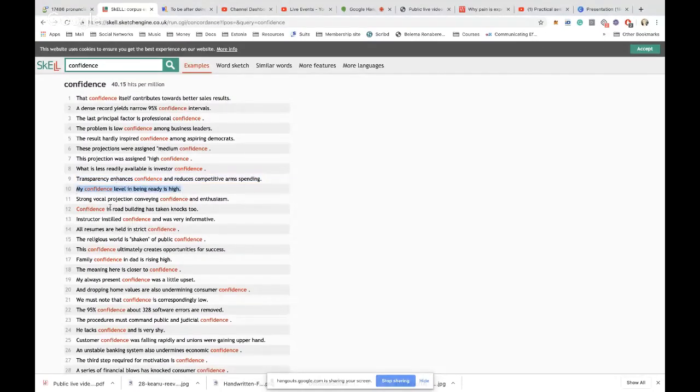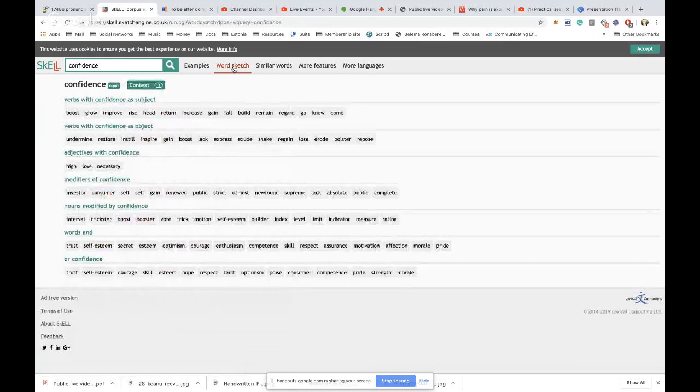So confidence level. Again, you use Scout to learn how the word is used in the context, because one word confidence will not be enough for you to use it. You need to understand how it's used in the context. You can also click on Word Sketch and learn which words can be used before confidence, after confidence. For example, adjectives with confidence. You can say necessary confidence, low confidence, high confidence, right? Or modifiers in confidence, it means the words that can be before the word confidence. Self-confidence, consumer confidence, investor confidence. You can gain confidence, renewed confidence, public confidence.